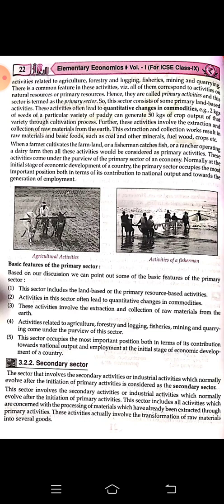The secondary sector involves the secondary activities or industrial activities which normally evolve after the initiative of primary activities. Okay, so as you can say, if the crude oil is being extracted from underneath the earth, that is we are getting the crude oil. So taking out the crude oil is the primary activity.